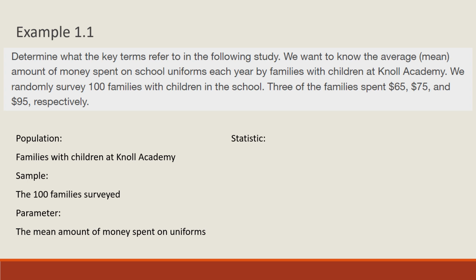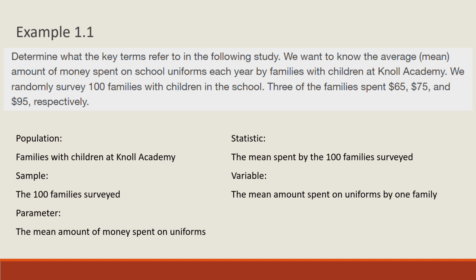So the statistic is going to be the same kind of as the parameter, but it's going to relate to the sample. So the statistic is the mean amount of money spent on uniforms by the 100 families surveyed. What's the variable here? The mean amount spent on uniforms by one family, so that's the thing that we're going to go out and ask and find out about. And then the data are going to be the individual values, so they're the dollar amounts spent by the families on uniforms. In this example, they would be the $65, the $75, and the $95.